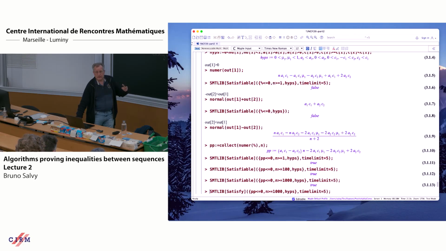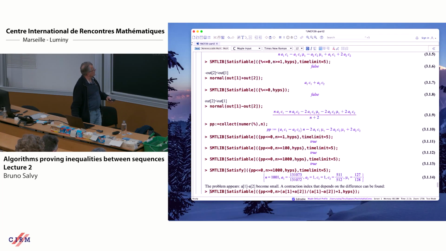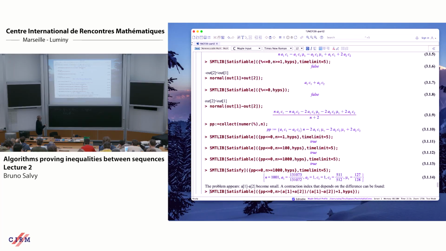Okay, so then I ask it, but give me a value. So the function is satisfied. It tells me, oh yes, that's easy. You take n is 1001. This is A1, A2, and then you take those quantities. And you see what's going on here is that A1 gets very close to A2. That's a degenerate case.